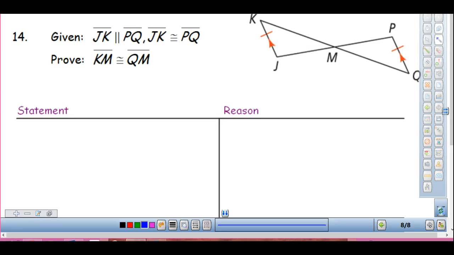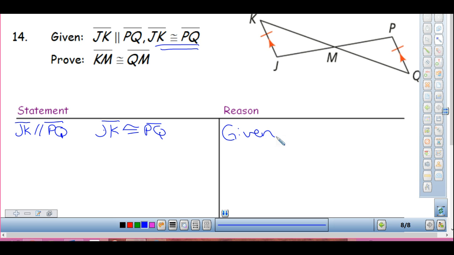All right, one more proof because we need the practice. So, JK is parallel to PQ. All right, just because they're parallel does not mean I can say that they're congruent. Okay, parallel sides does not mean that they're congruent. But in this case, it says that JK is congruent to PQ. Okay, those are my givens.